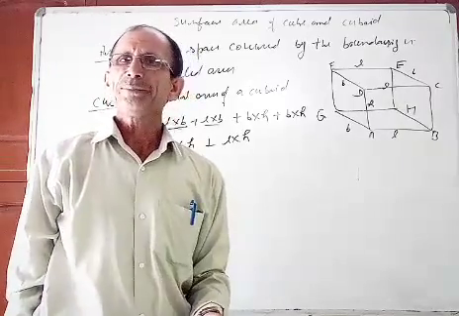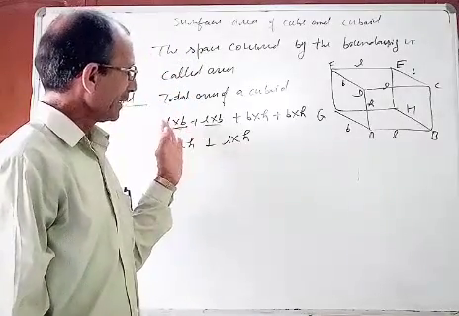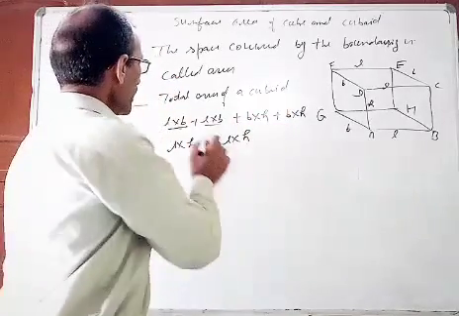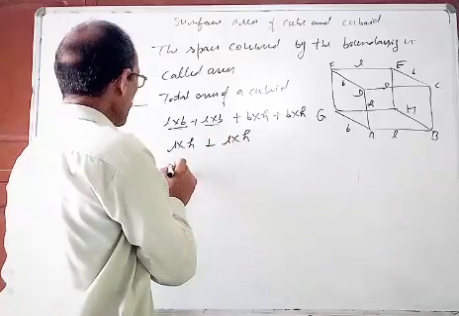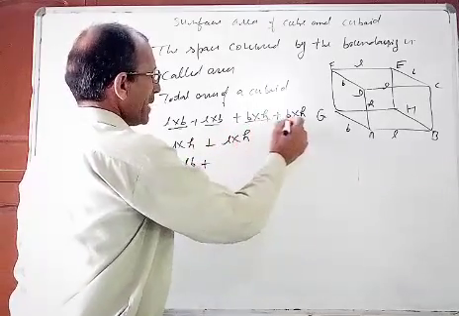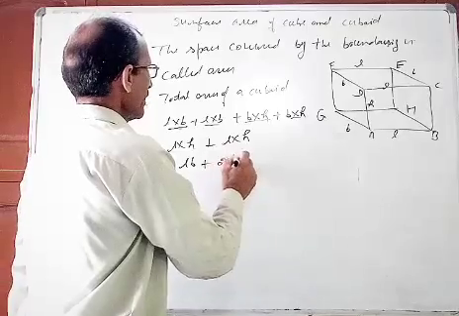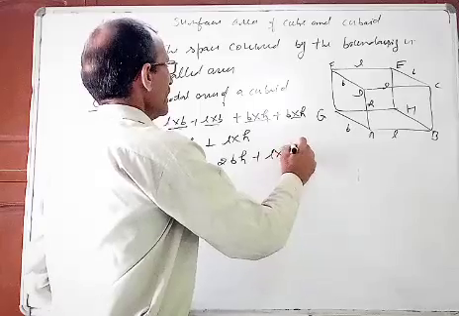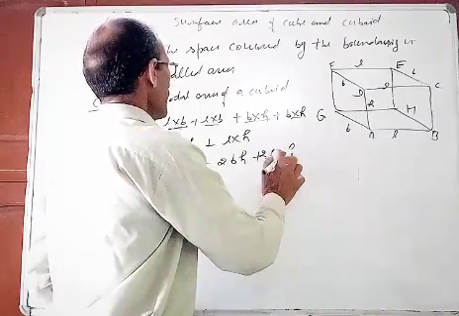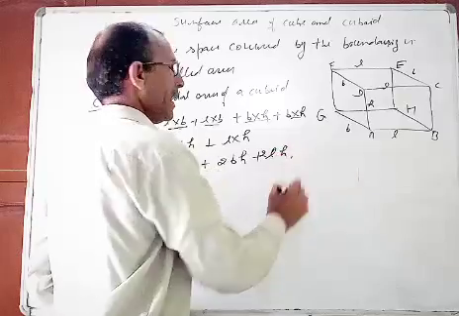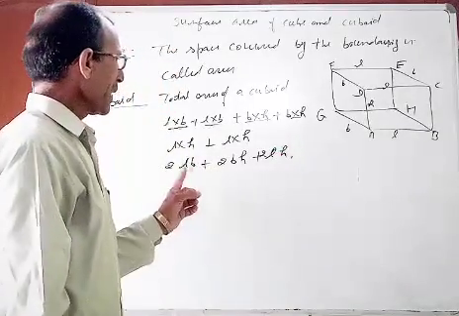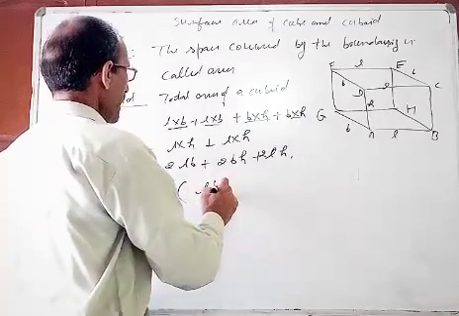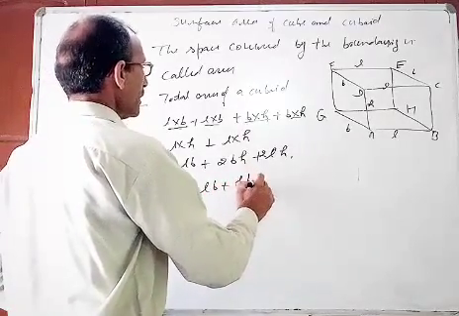Any doubt, any confusion? I have explained in detail how to find the total area of a cuboid. So 2LB plus 2BH plus 2LH. Any doubt, any confusion? Now 2 is common. After taking 2 common: 2 times (LB plus BH plus LH).